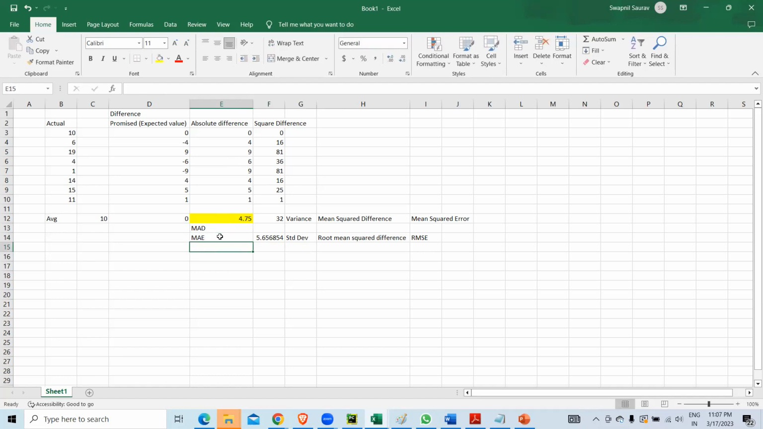And all these errors are the way we will evaluate the model later. Same formula, same concept, just that difference becomes error. That's it. In machine learning, it becomes error. In statistics, it is difference. So just remember this. This is how we are getting it.